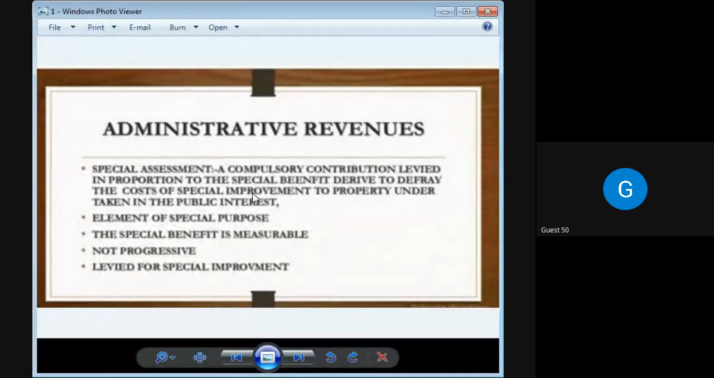Means a compulsory contribution levied in proportion to the special benefit derived, to defray the cost of a special improvement to property undertaken in the public interest. Okay, an element of a special purpose: a special benefit is measurable, not progressive, for special improvement.